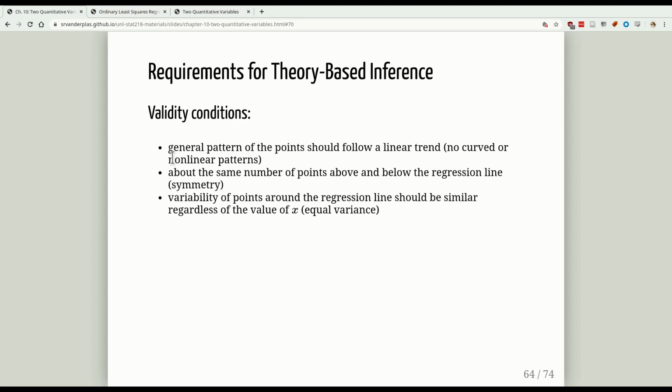The third validity condition is that the variability of points around the regression line should be similar regardless of the value of x. What that means is that we need equal variance all the way across the regression line. Okay, so the next few slides we're going to look at what these mean.